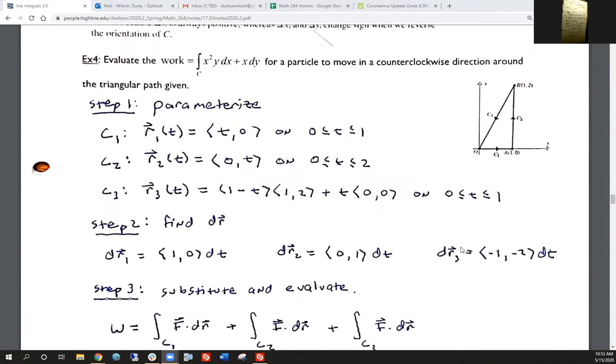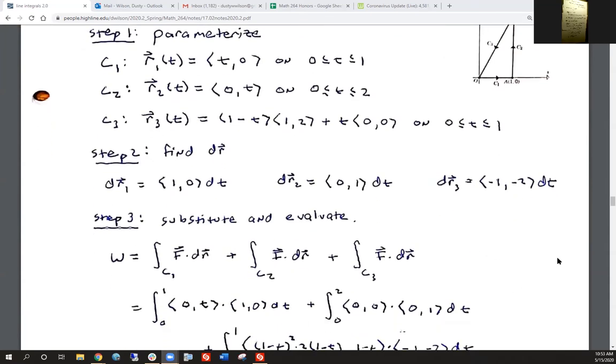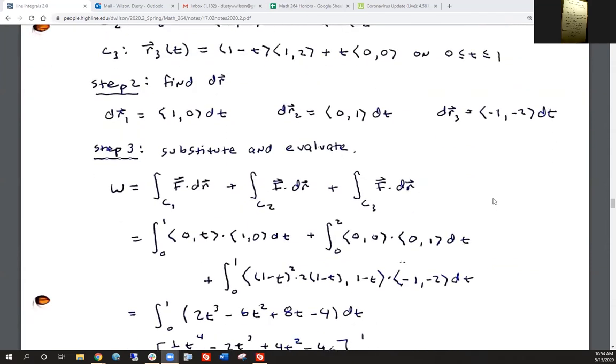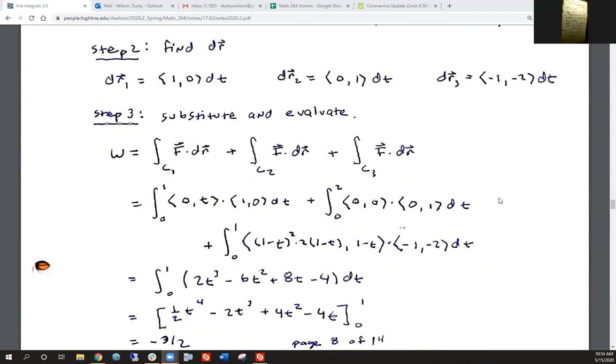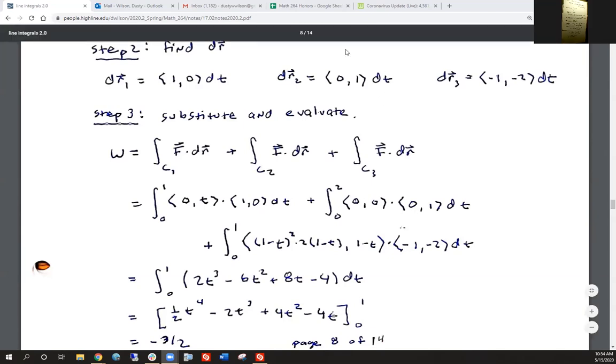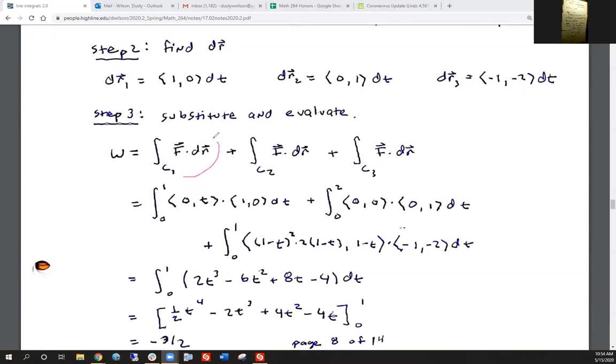Okay. Were you okay with step 1 and step 2? Yes. I just want to make sure that I got this part right. So it's the integral of F dot dr for all of them. Yeah, so it's the same formula for each one. You just then substitute in the appropriate F, dr, and limits of integration from above.